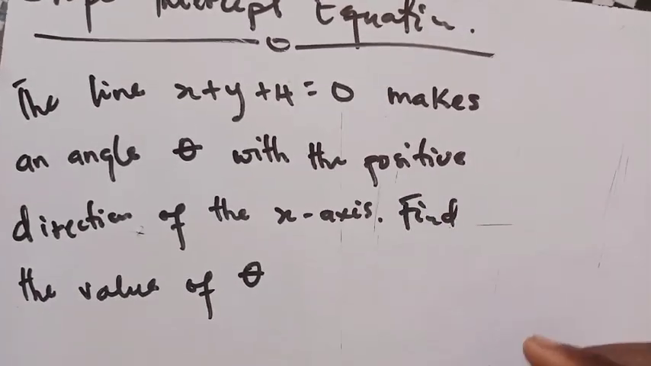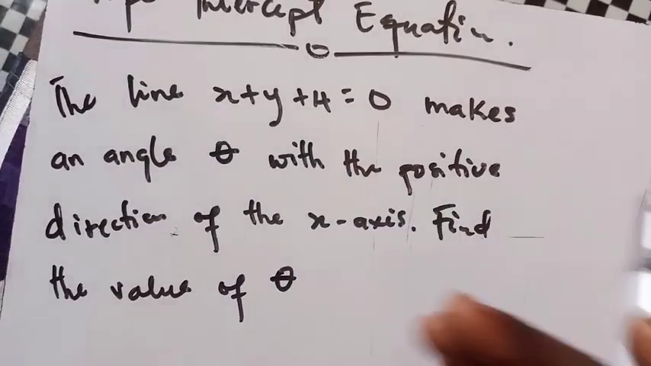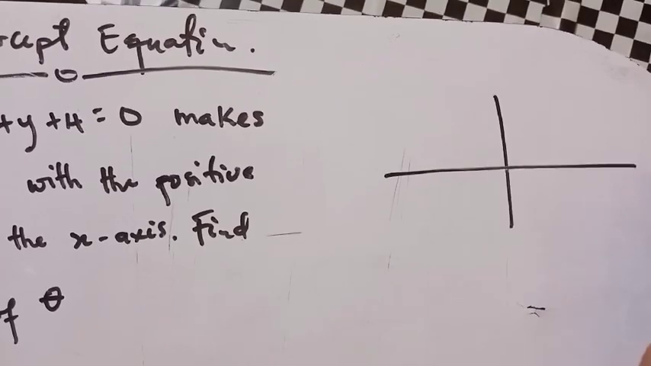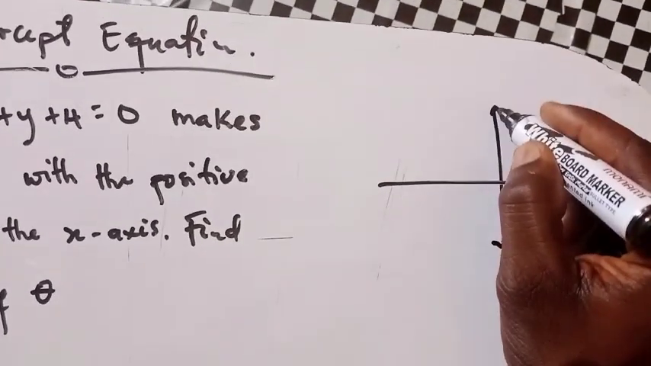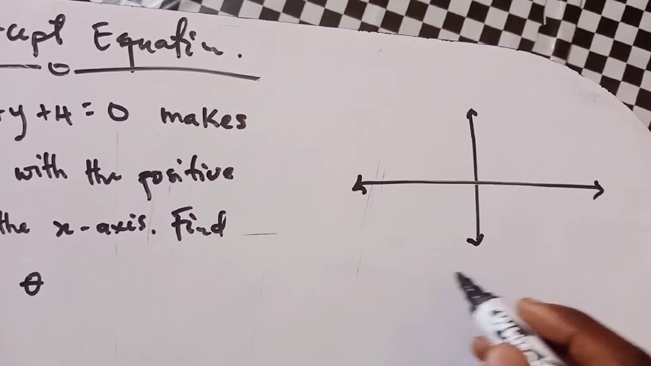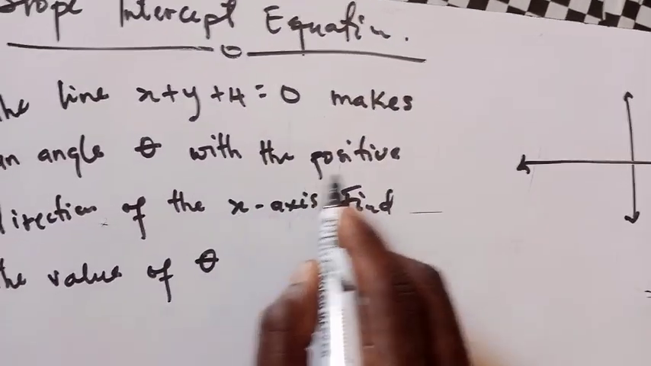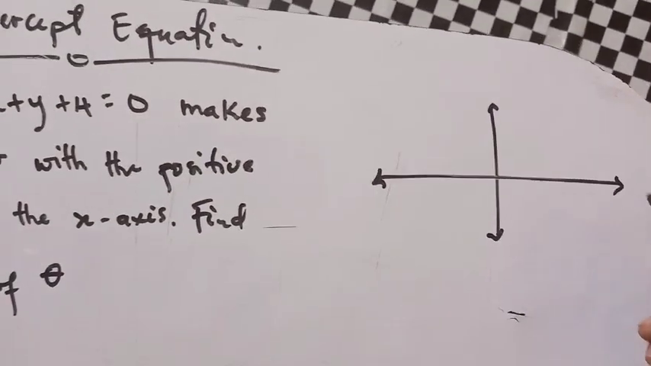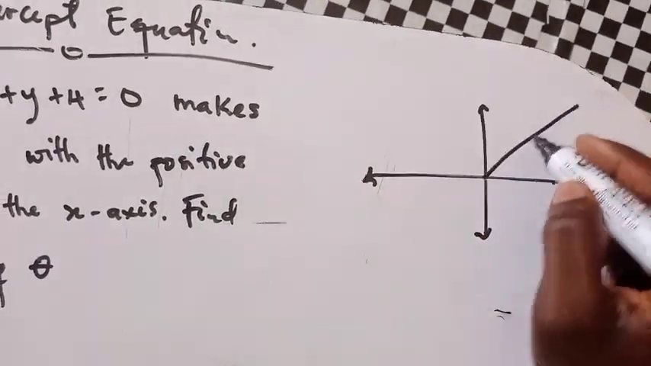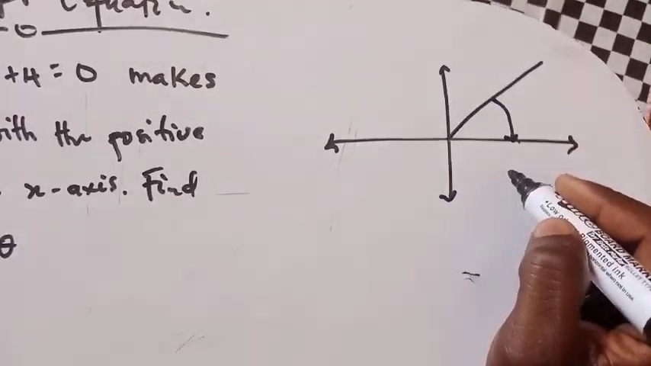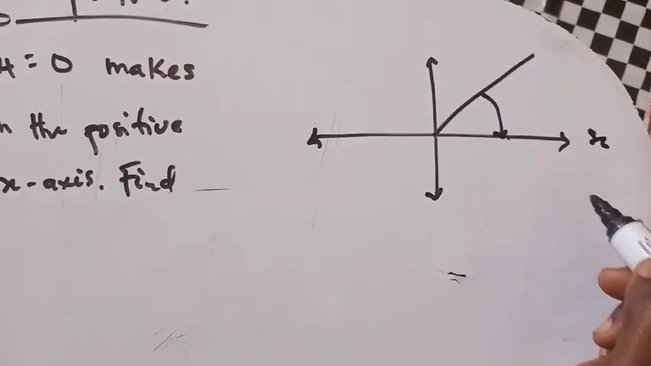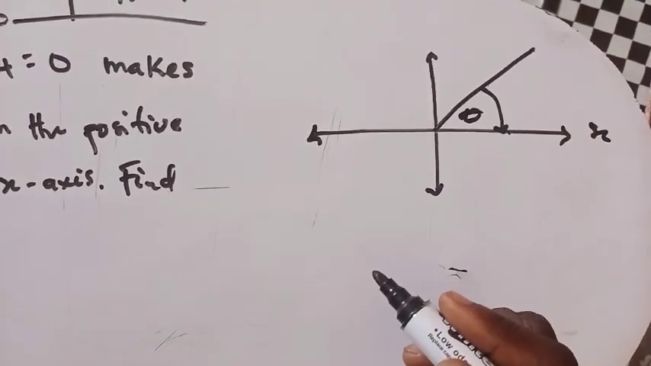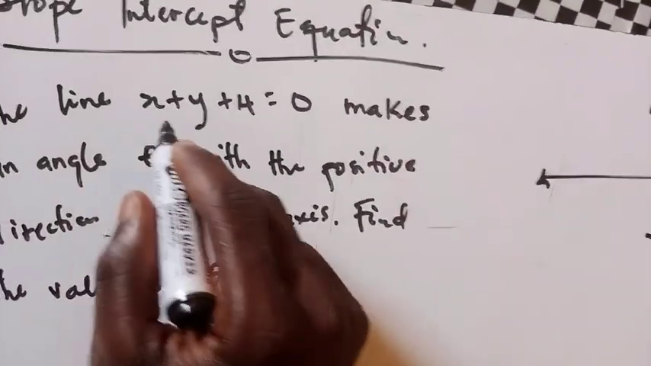Now, what it means here is that we want to determine theta based on the information given. Always focus on the information given to you. If you have a plane like this, the angle is measured from the positive direction of the x-axis. So this is the positive side of the x-axis, and this is where theta belongs. That is what we want to find, but this is the only thing we are given here.